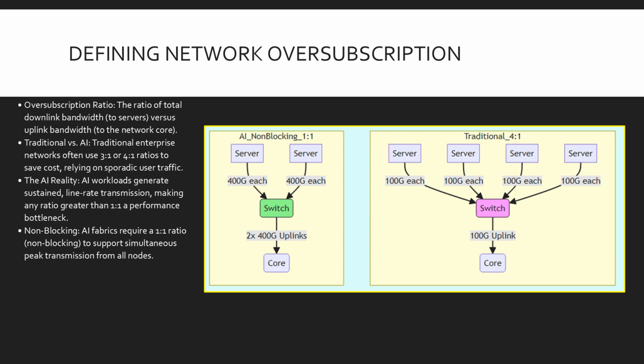This 4:1 ratio works for web traffic because user activity is sporadic. However, AI training is different. It generates massive sustained data streams called elephant flows. In this module, we define oversubscription as the ratio of downlink bandwidth to uplink bandwidth and explain why high-performance AI demands a non-blocking, or 1:1, ratio to function effectively without choking data movement.